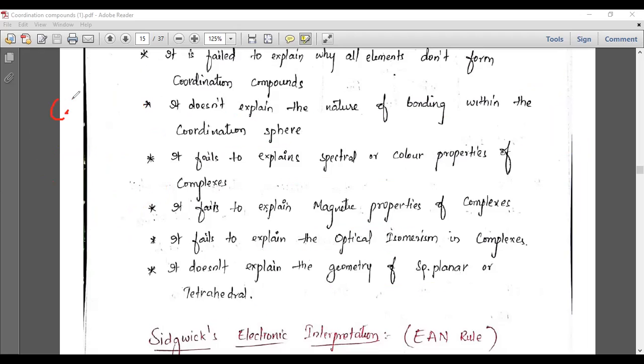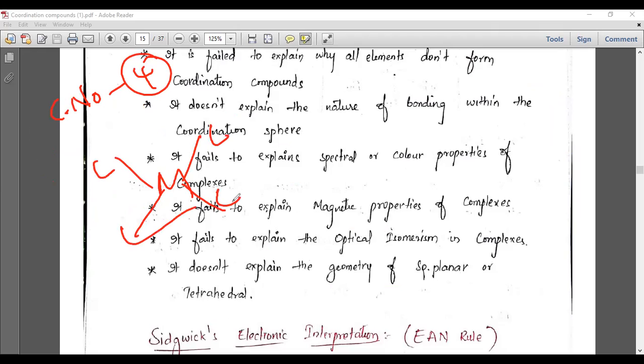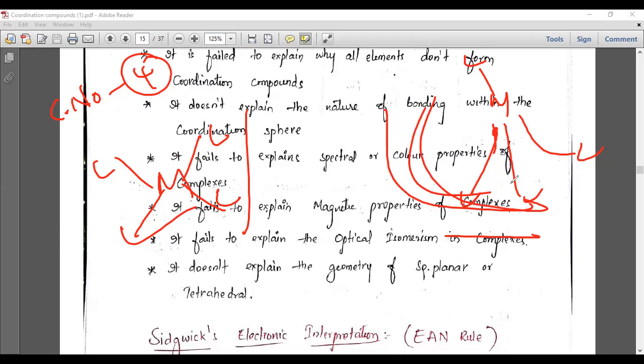That means if the coordination number is 4, then it will exhibit two types of structure. That is square planar, like this. And the other one, this is metal, and these are ligands. That is the tetrahedral. So why do some complexes form square planar and other complexes form tetrahedral? What is the difference here? Why do some compounds produce this square planar geometry, and why do some complexes produce this tetrahedral geometry? Werner didn't explain all of these things.